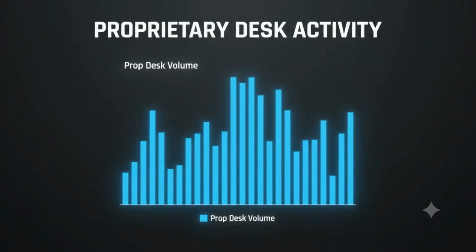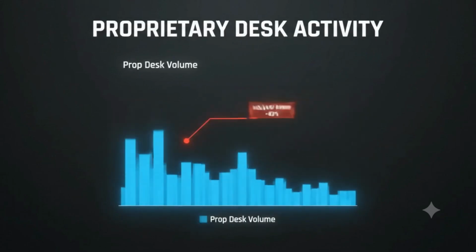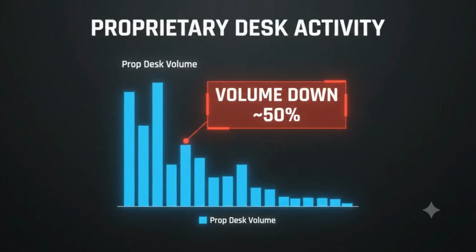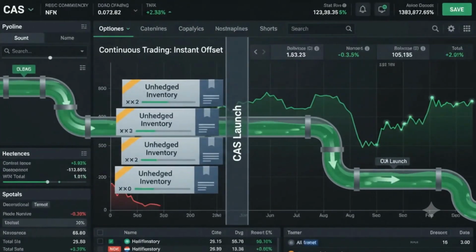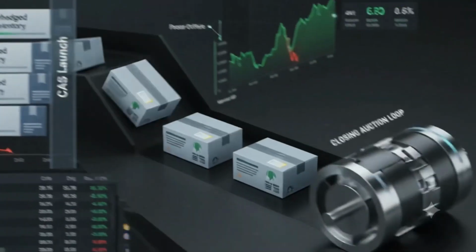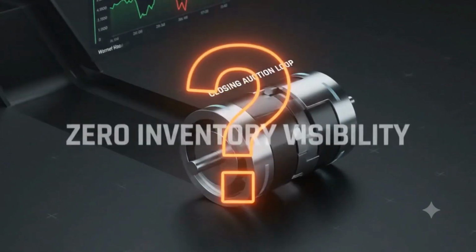Reported proprietary trading desk volumes are down roughly 50% since CAS went live, as market makers say they can no longer offset positions instantly the way they could in continuous trading. They may have to carry inventory into an auction whose outcome they can't see coming. And this frustration turned into something bigger.